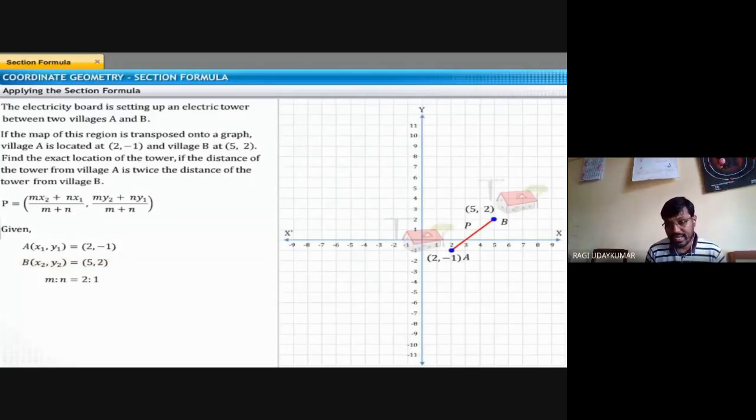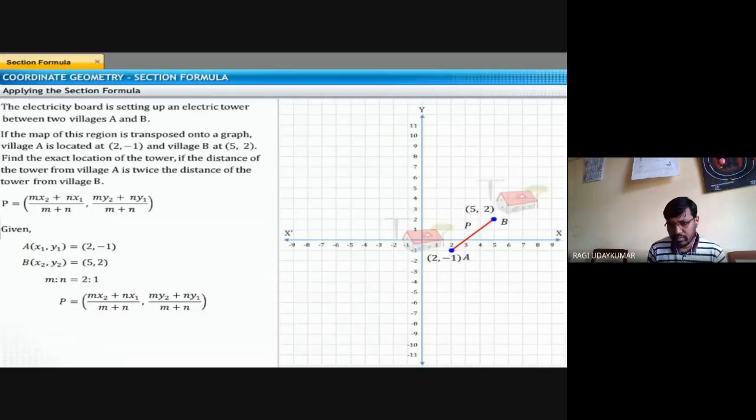The ratio is taken as 2:1. Why is 2:1 given to you? 2:1 is double. The distance is given to you as double. So that's why the ratio is taken. And in this formula, in the m place, mx2 plus nx1 by m plus n, the distance formula m2 plus n1 by m plus n.